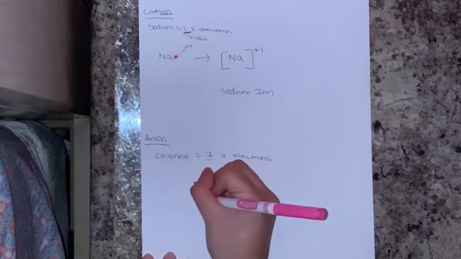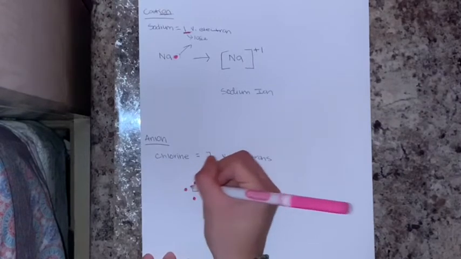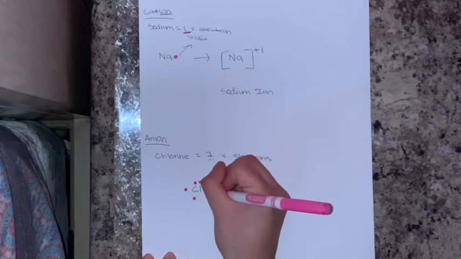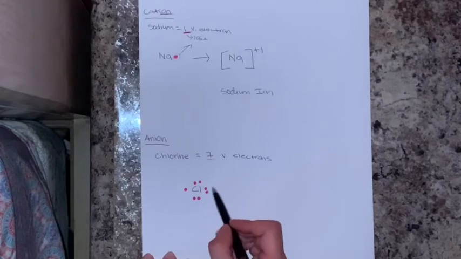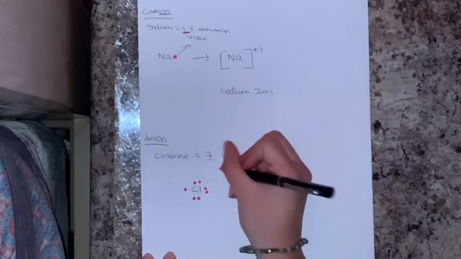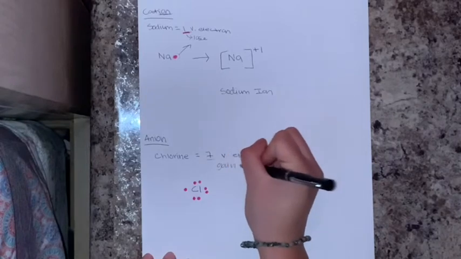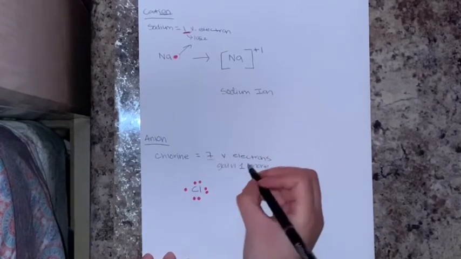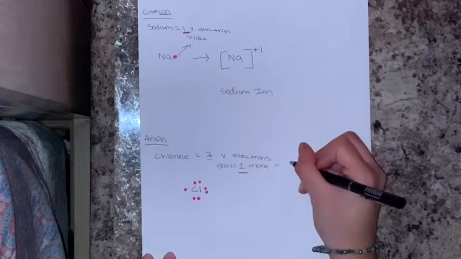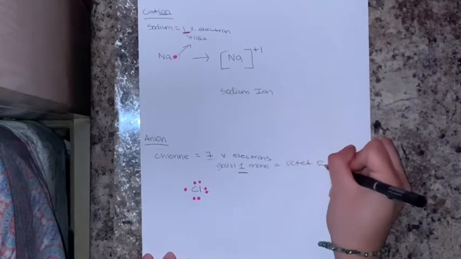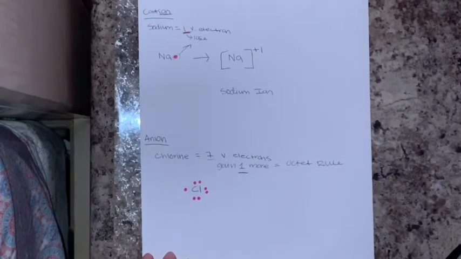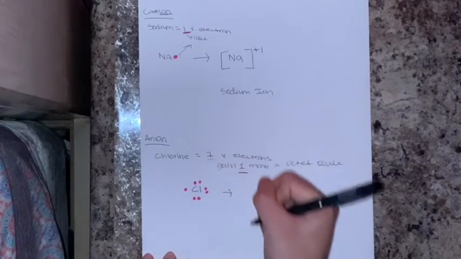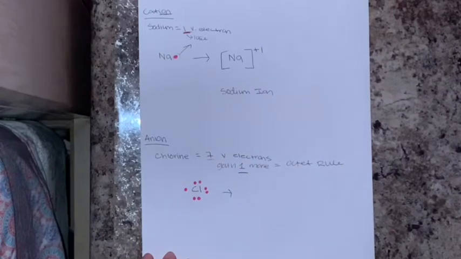And like I said before, we're going to separate the valence electrons before we start filling them in pairs. So now we're going to be filling them in pairs. And so it has 7 valence electrons, which means it's going to gain 1 valence electron in order to complete the octet rule. And so we're going to gain that 1 valence electron.